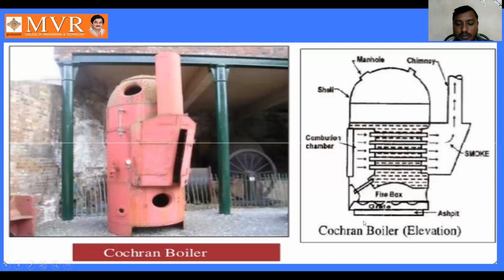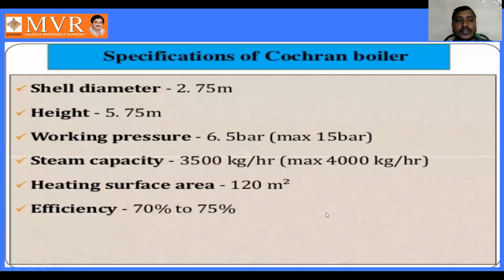This is what about the cross section elevation. Cross sections, see here, some of the specifications of the Cochran boiler are: shell diameter 2.75 meter. The Cochran boiler height is about 5.75 meter. The working pressure is 6.5 bar.